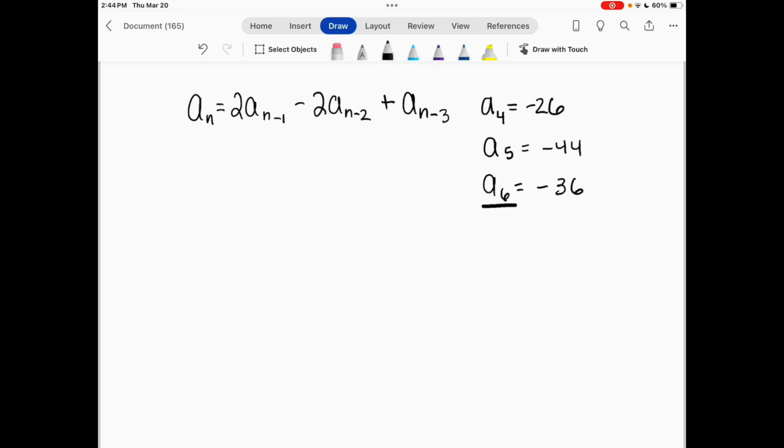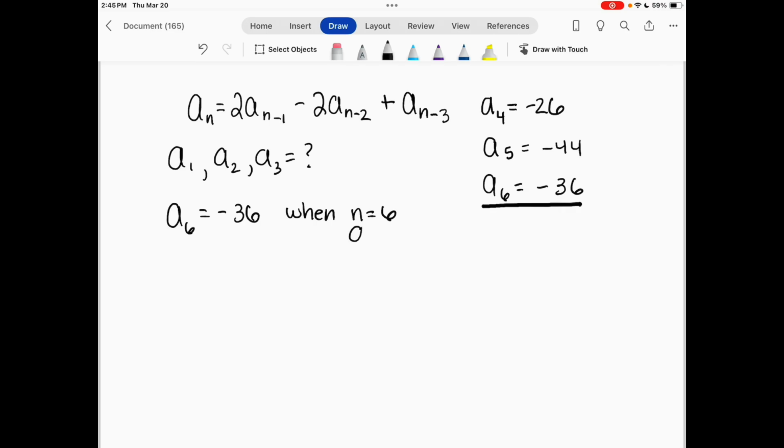So to start off, I'm going to look at a6. What we need to do is find a1, a2, and a3. This is what we're tasked with. All right, so if I know that a6 is equal to negative 36, I know that when n is equal to 6, a6 is equal to negative 36, so that we can use this with our term a_n. So I'm going to bring this down here.